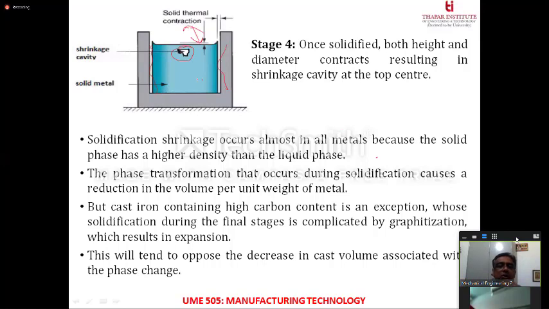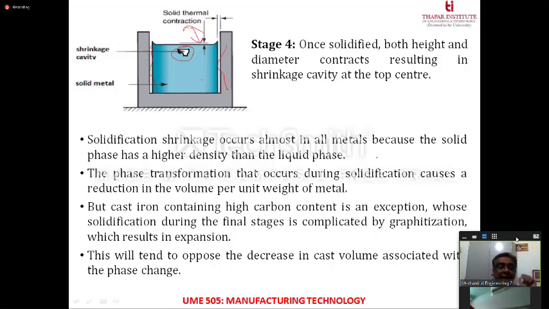So now what you see over here is that solidification shrinkage will occur in all the metals, all the alloys, irrespective of whatever the composition is, because the solid metal is going to have a higher density than the liquid metal. Similarly, when the phase transformation takes place, the contraction that you observe is volume per unit weight of the metal.